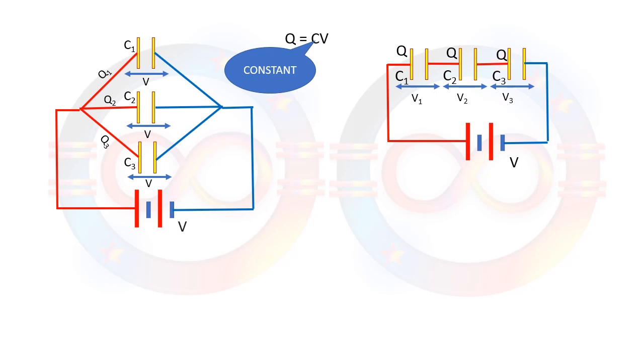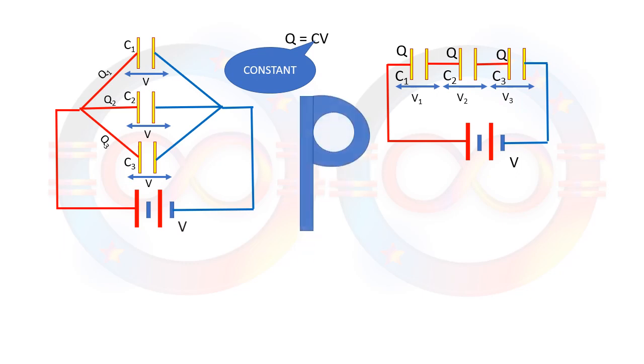If in either of the combinations we fix one of them, like Q or V, the other one would be distributed. Suppose in parallel combination I fix V, then Q would be distributed. In series combination, if I fix Q, then V would be distributed.